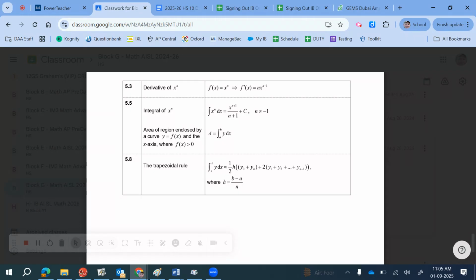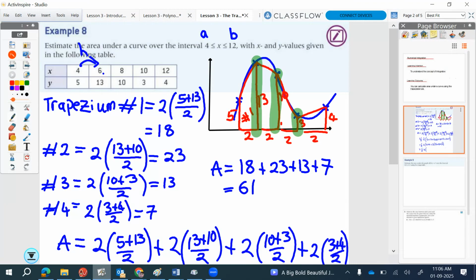What about n? What is n? It's the number of trapezoids. We've got n here in the formula. In our question, n was 4. How many trapezoids are we going to use? We're going to use 4 trapezoids. So n is 4. Let's see that that works.